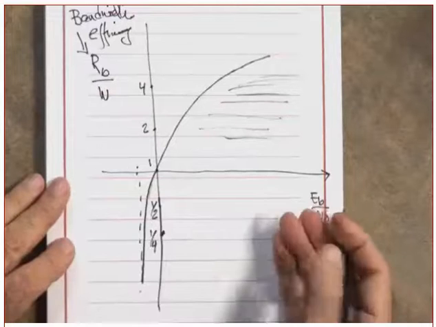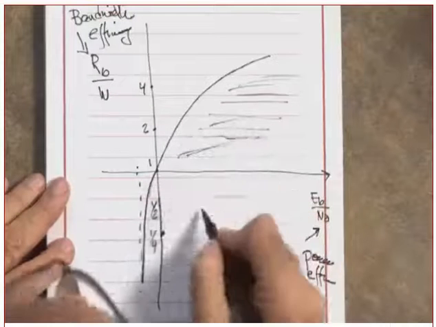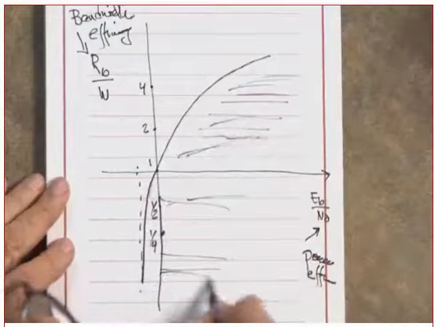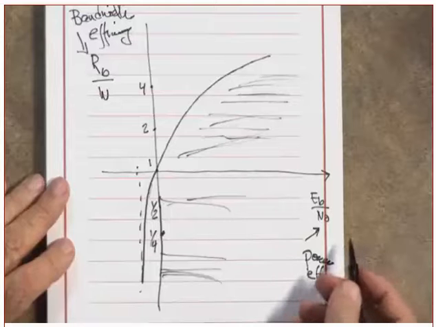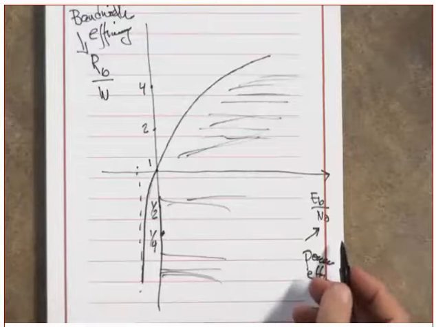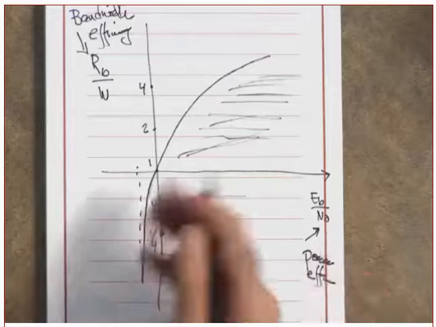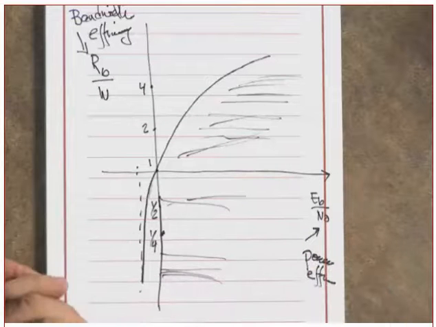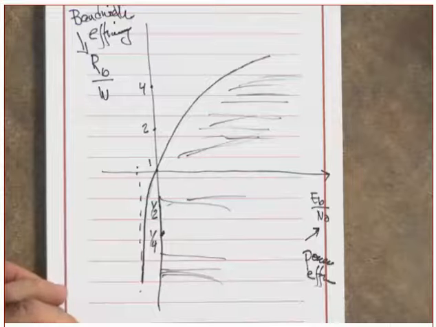Are you following me? Okay. What is this side? Everything on this side is what? Possible. Possible means what? You can design a system that will provide you with the rates or with the power efficiency or the bandwidth efficiency as you wish. Clear?